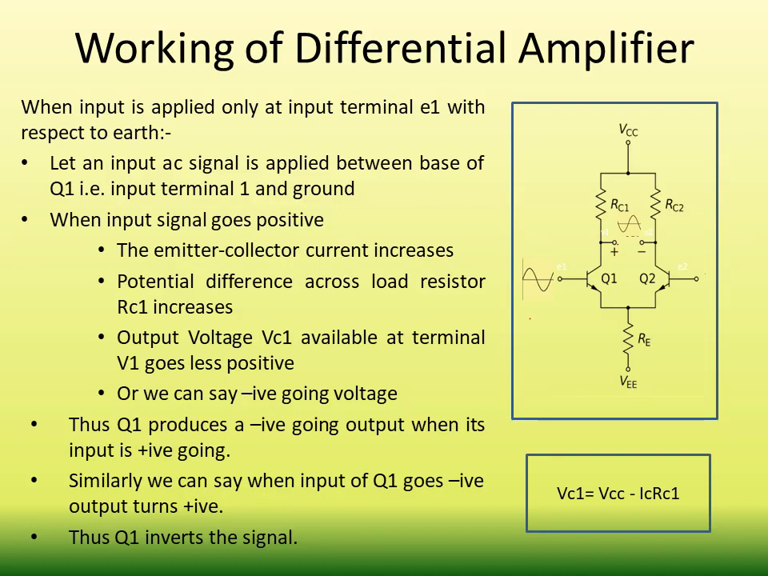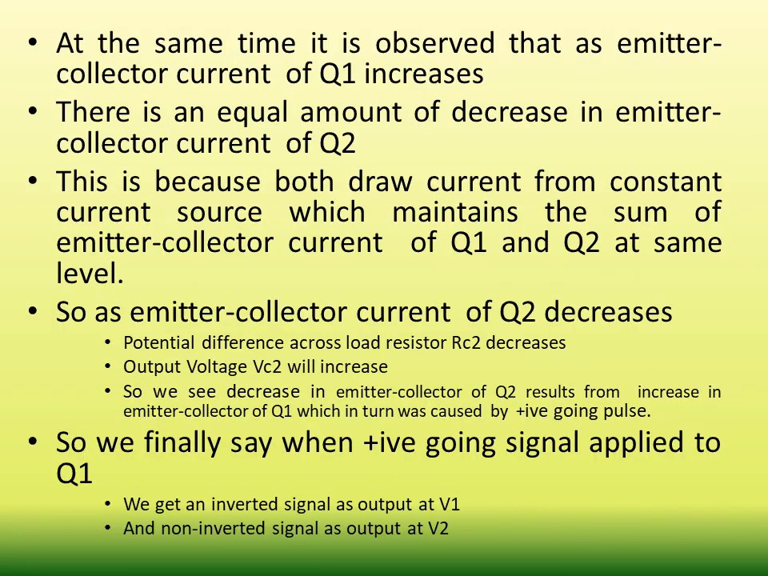But in a differential amplifier, another stage of Q2 is also connected to it. Now we will observe what happens to the second stage of Q2 when the input signal is applied to the base of Q1. At the same time, it is observed that as the emitter collector current of Q1 increases, there is an equal amount of decrease in the emitter collector current of Q2. This is because both draw current from a constant current source which maintains the sum of the emitter collector currents of Q1 and Q2 at the same value.